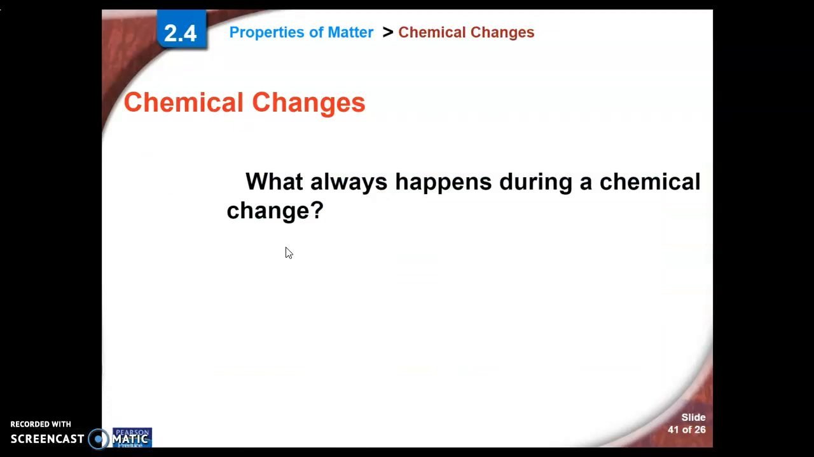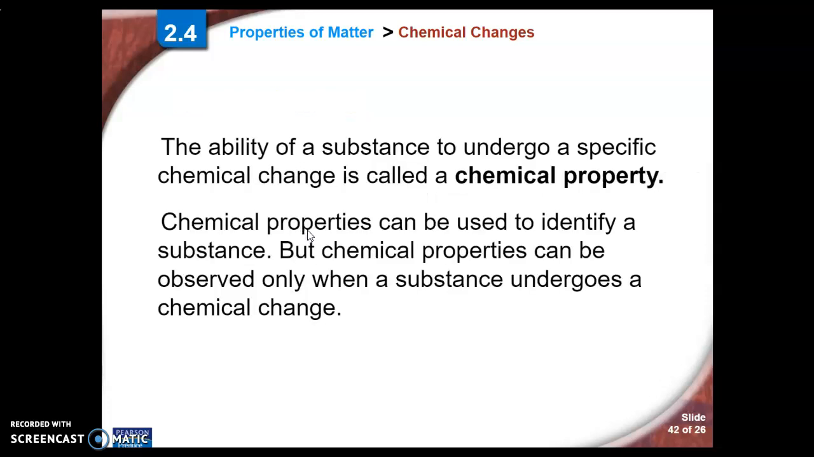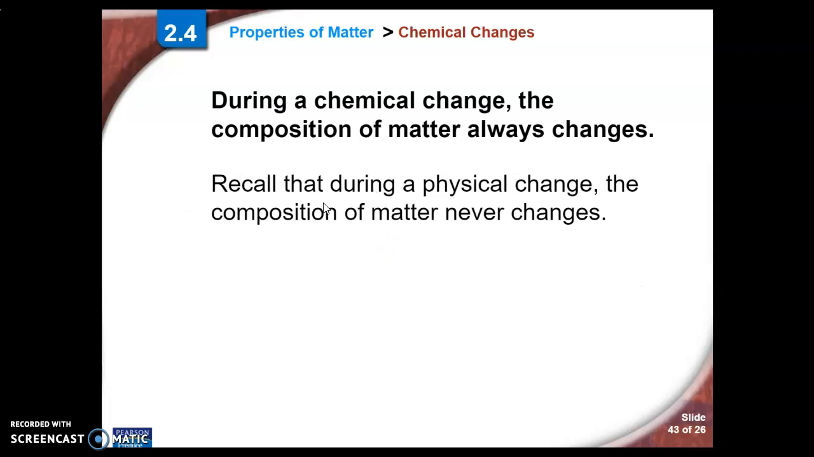We studied physical changes. Now, what happens in chemical changes? A substance undergoing specific chemical changes shows a chemical property. If it is a physical change, the composition of matter never changes. So if it is water melting, boiling, evaporation, it's still water, it is still H2O. But if it is a chemical change, you are going to break down water into hydrogen and oxygen gas particles.